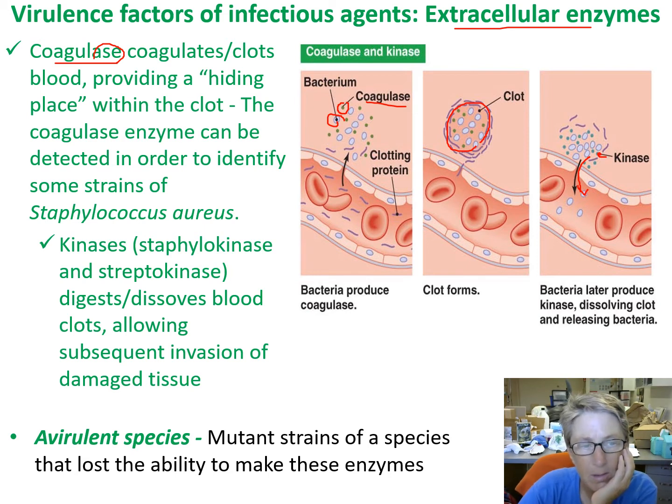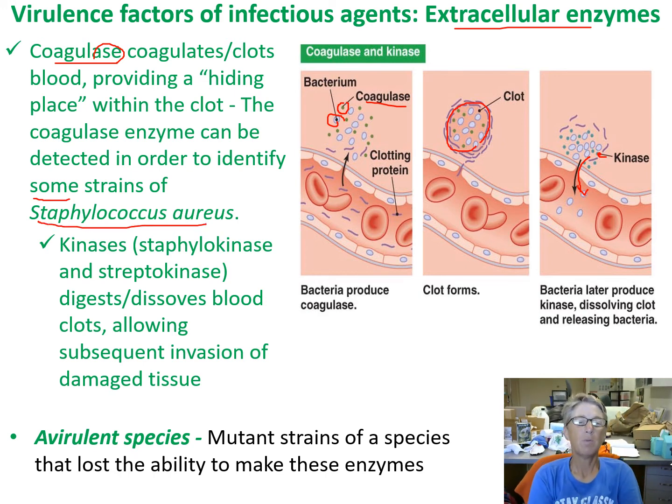Coagulase enzyme can be detected in order to identify some strains of Staphylococcus aureus. So that'd be like the biochemical test that we do in the lab. You could do a coagulase test to see if you have Staph aureus. Kinases, there's a couple they talk about in this cartoon, staphylokinase and streptokinase. So Staphylococcus, Streptococcus, staphylokinase and streptokinase dissolves the blood clot and allows invasion of bacteria into the damaged tissue.